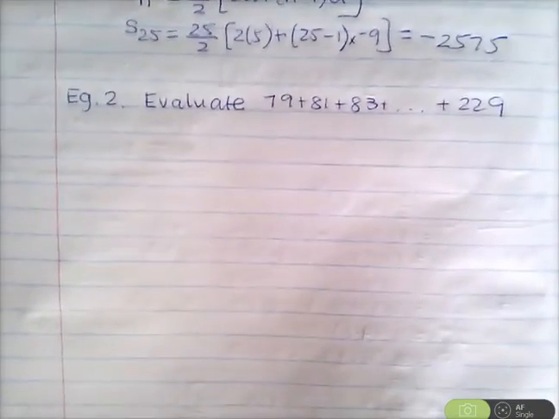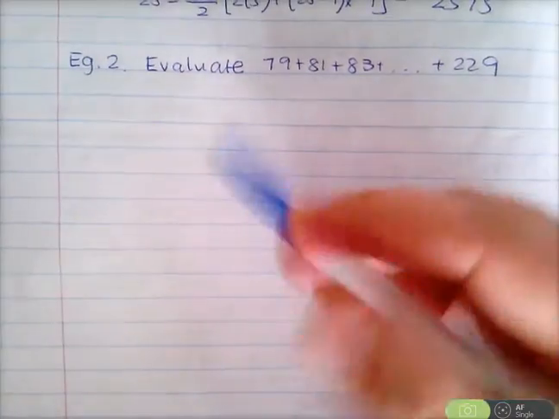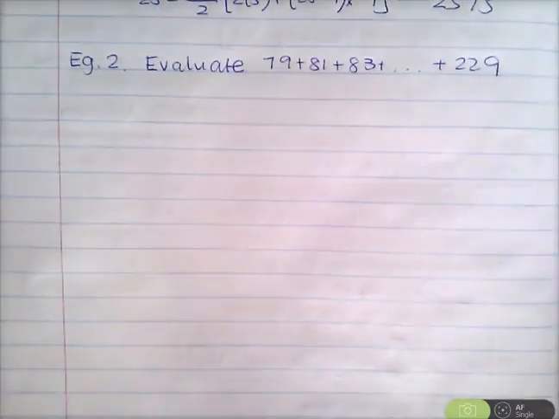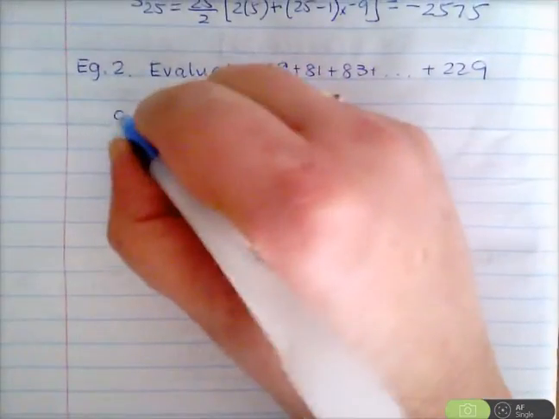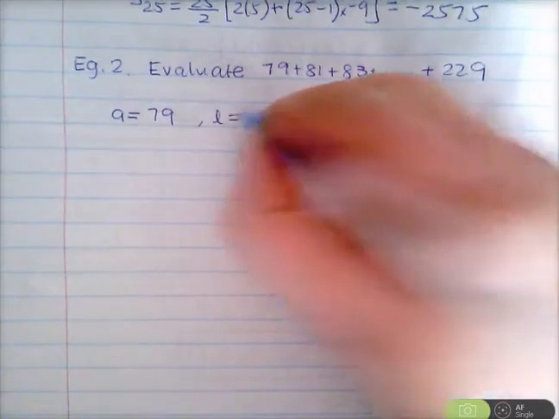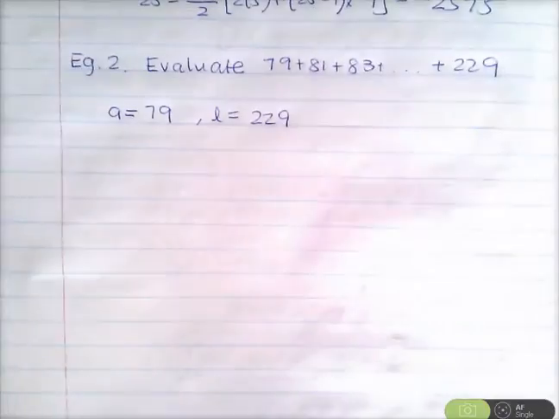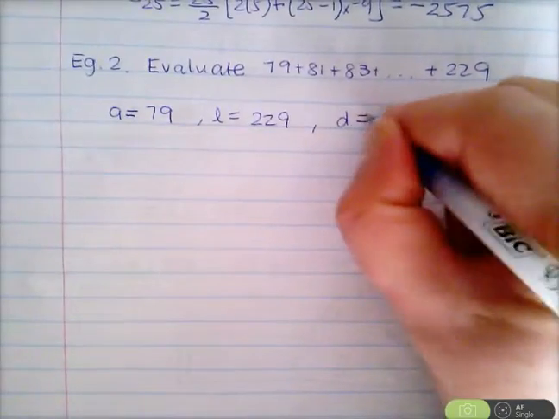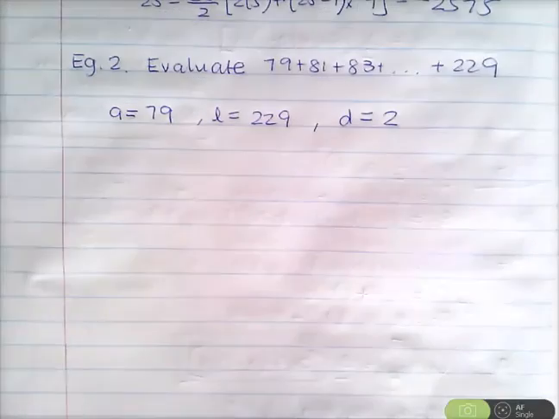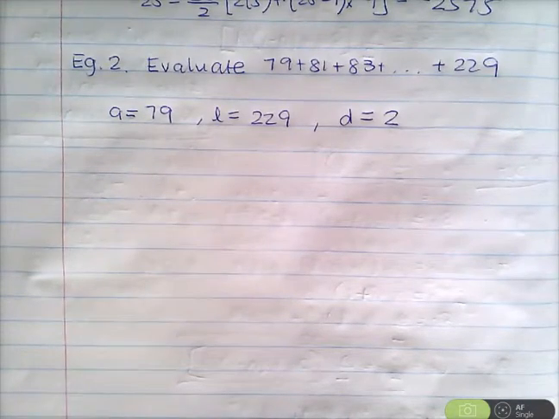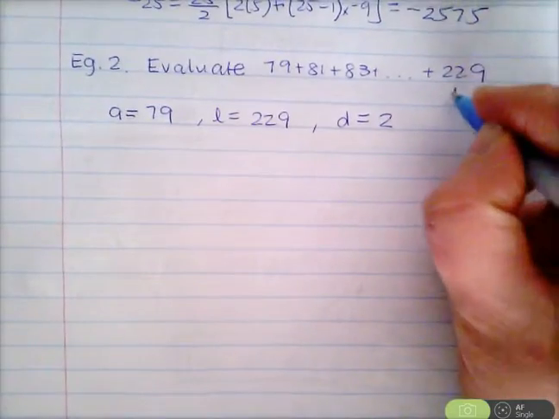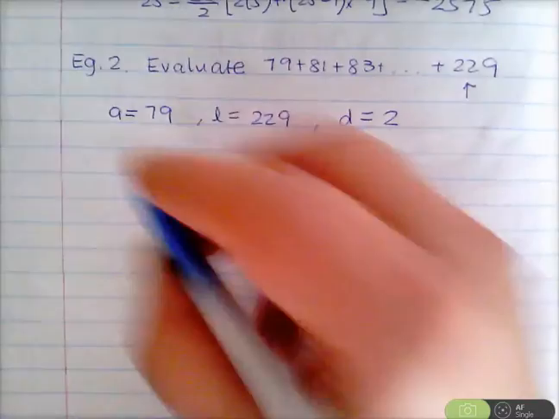Okay, now the second question. It says evaluate the following: 79 plus 81 plus 83 plus up to 229. We know what the first term is, it's 79, and we know what the last term is, it's 229. We also know what the common difference is, it's 2 because it's going up by 2. However, we do not know how many terms of the series we have. So we're going to have to work out which term of the series this one is.